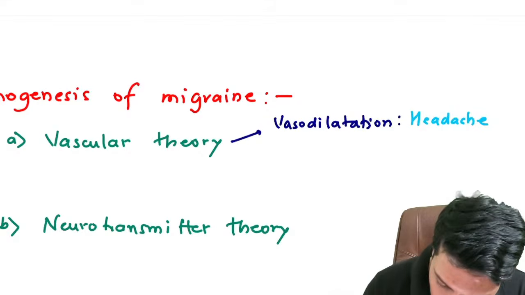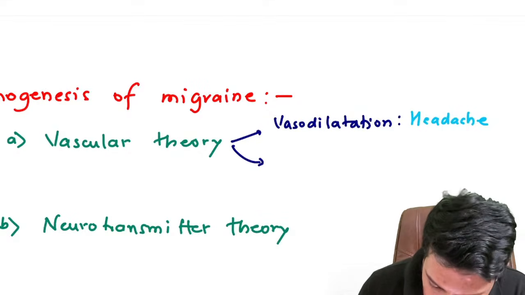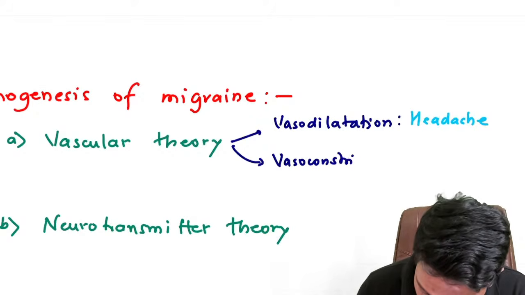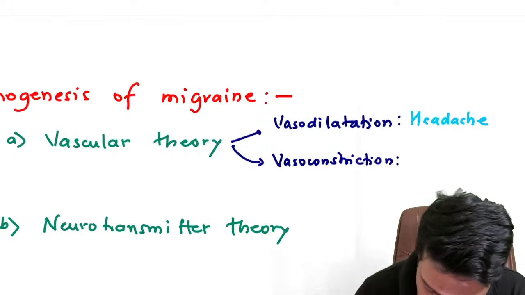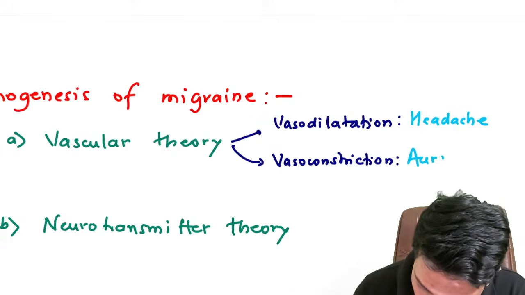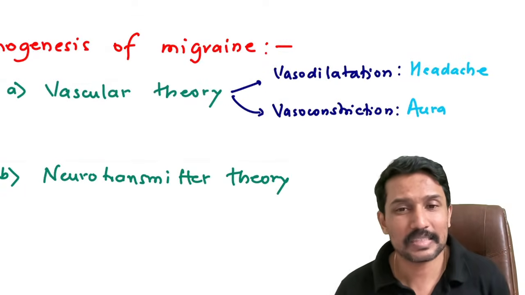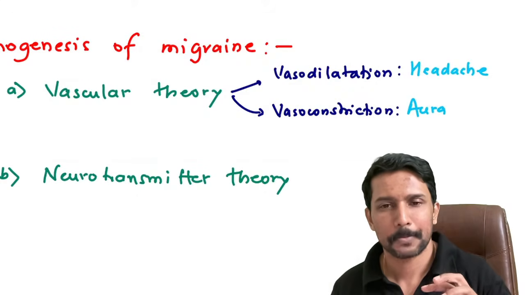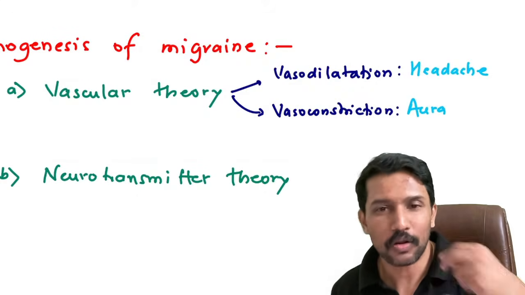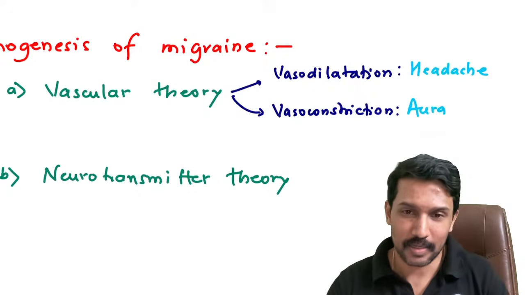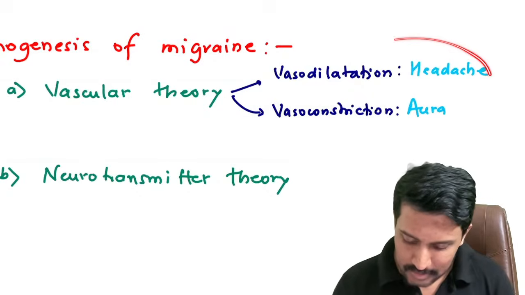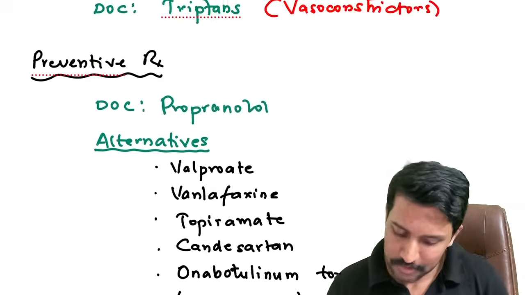So according to this vascular theory, vasodilatation is responsible for headache and vasoconstriction is responsible for aura. But the theory still fails to explain why vasoconstriction happened, and why we got more vasodilatation than required in response to vasoconstriction. This is a basic understanding, but this theory has helped us to develop the drugs.